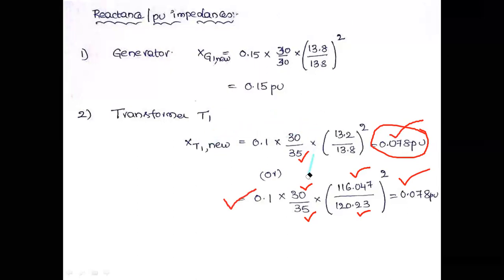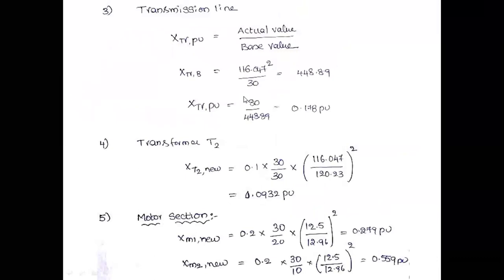Now after transformer 1, again you will have the transmission line section. For the transmission line section, he has mentioned that the transmission line impedance is equal to 80 ohms. That is an actual value that he has given, right? Now you see here, transmission line section. The transmission line per unit reactance can be represented as XTR per unit, which is the actual value by base value. Why am I considering this one? Because he has mentioned 80 ohms, not expressed in terms of per unit or percentages. So what is the actual value and what is the base value? That you need to determine.